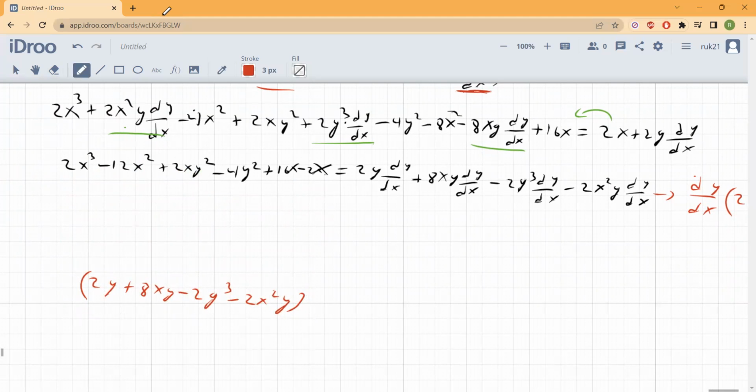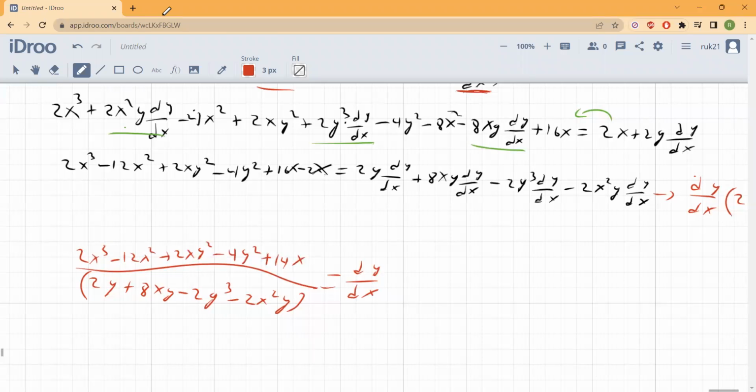And just for fun, let's continue writing with red marker. So everybody's confused why we switched. So it's going to be 2x cubed minus 12x squared plus 2xy squared minus 4y squared plus 14x. Cool? Equals dy dx, right? Yep. For our final step, and again, I know this part isn't conceptually hard. I will explain the conceptually hard part in a bit, but we need to complete this first.